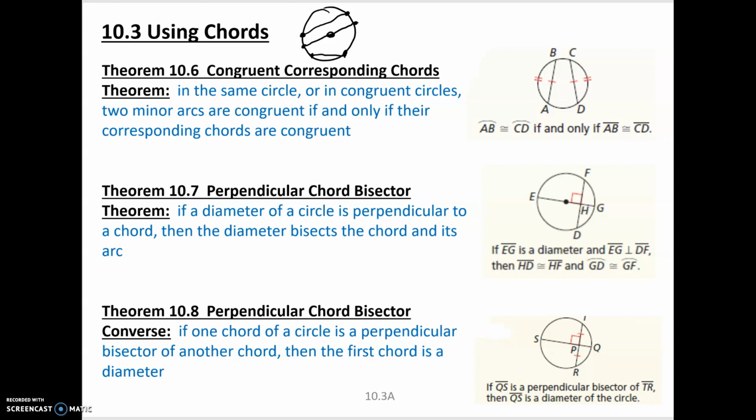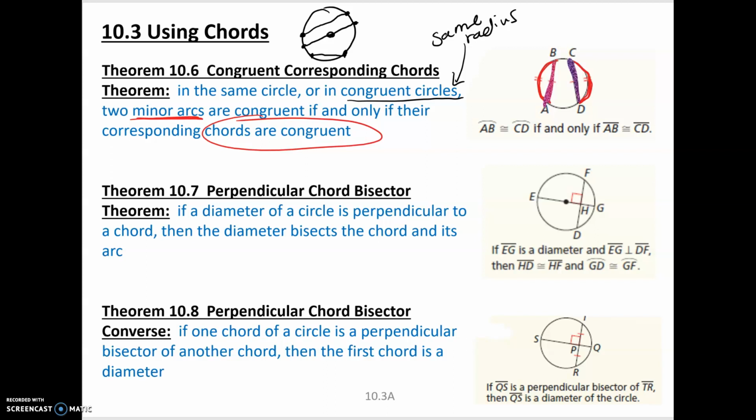So the congruent corresponding chords theorem says in the same circle or congruent circles, so remember that means they have the same radii, two minor arcs are congruent if and only if their corresponding chords are congruent. Remember, minor arcs are going to be less than 180 degrees. So over here in the picture, I see that those arcs, remember the arcs are on the outside, are congruent, and therefore I also know these chords are congruent. Okay, so everything is marked there.